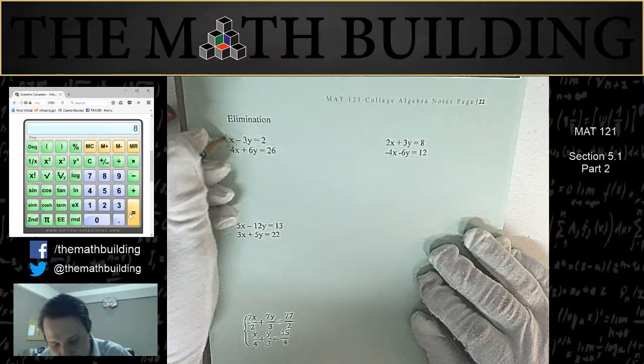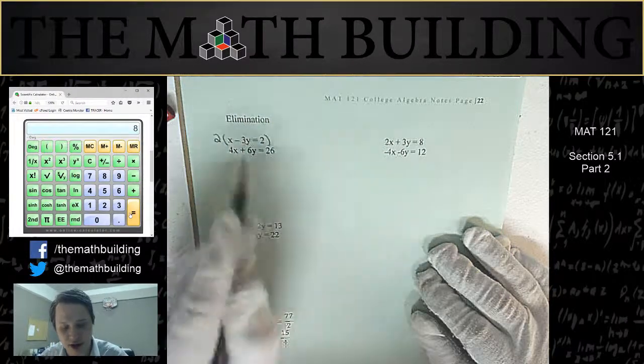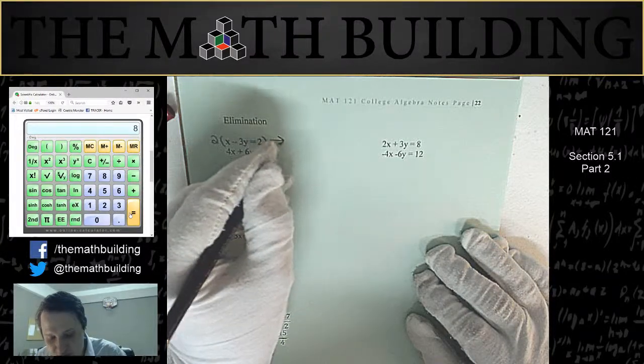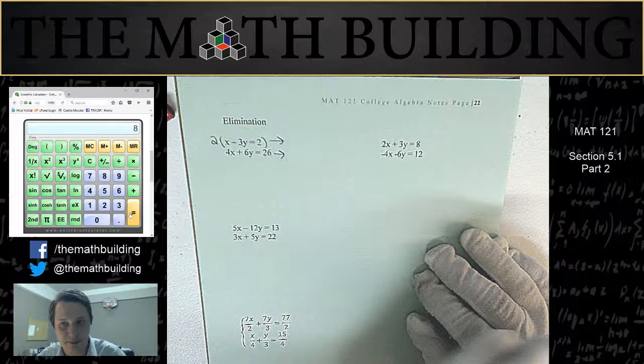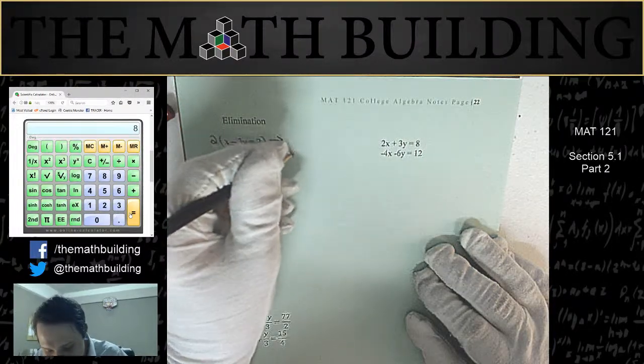Here's what I'm going to do. I'm going to multiply the top equation by 2. Because do you see how that's going to make this be a negative 6? So then what I do is I write 2 little arrows off to the side. Okay, because we've updated one of the equations. The bottom equation has stayed the same.